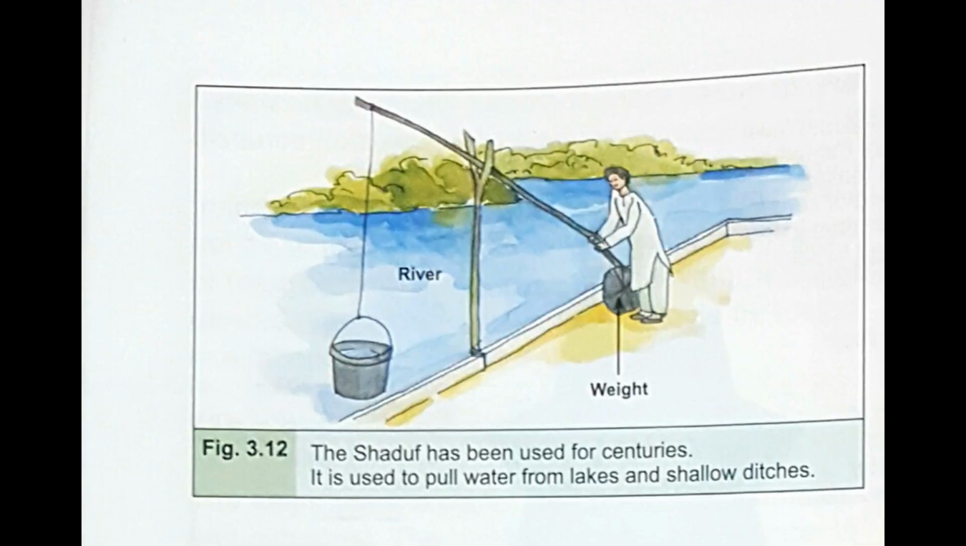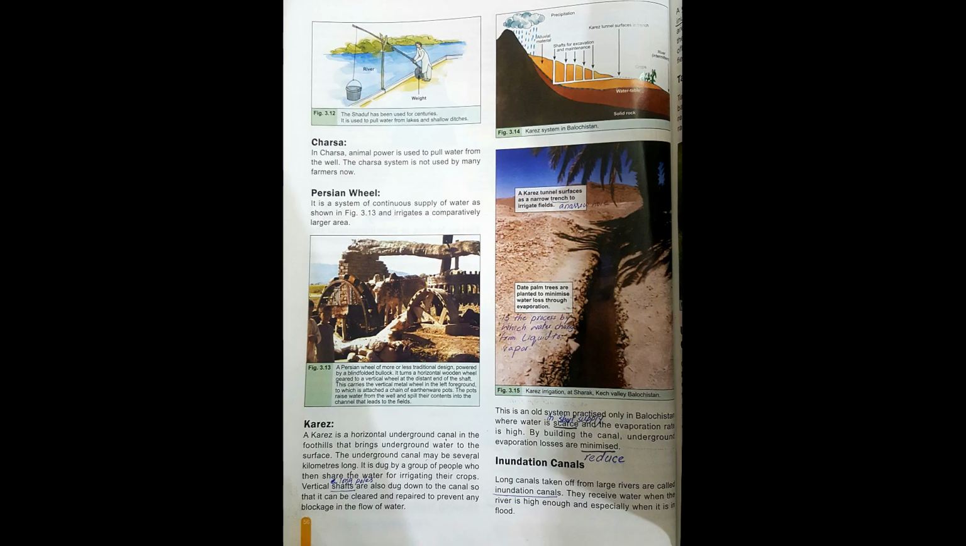Students, so it is a system in which water is drawn from a canal, river or well using a bucket that is attached to a pole. Charsa. Charsa is another irrigation system. In Charsa, animal power is used to pull water from the well. The Charsa system is not used by many farmers now.